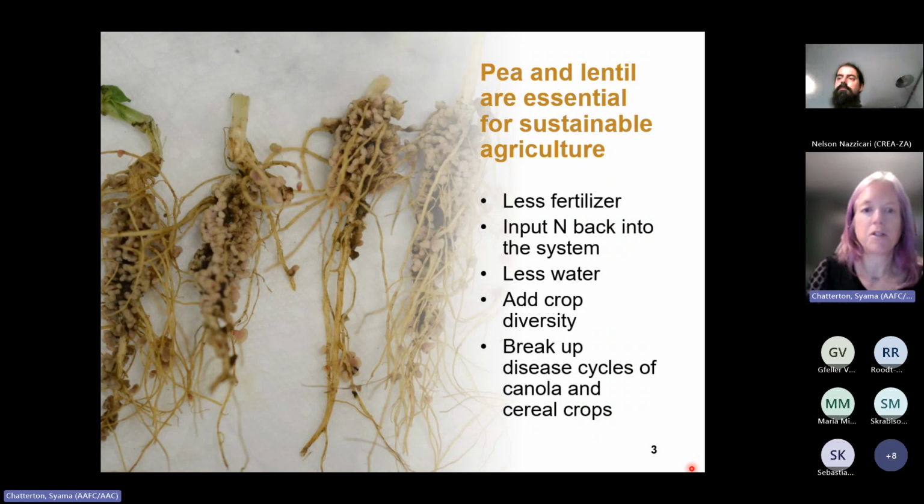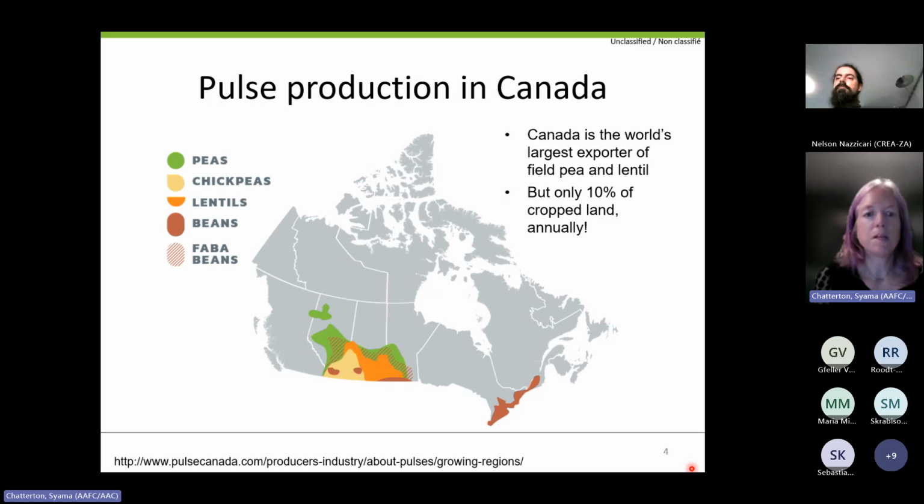So there's a really big push to add more pulse crops into agricultural systems because of that benefit and because of their advantage in climate change solutions. If we look at pulse production in Canada, we produce all the pulses: peas, chickpeas, lentils, dry beans, and faba beans, with peas and lentils by far taking up the most acreage. And Canada is the world's largest exporter of field pea and lentil. We're definitely not the world's largest consumer of these crops, and that's why most of what's produced in terms of field pea and lentil is exported out to other countries.